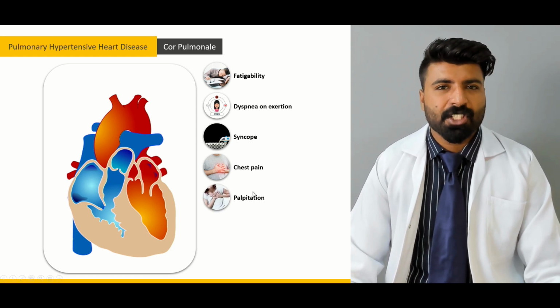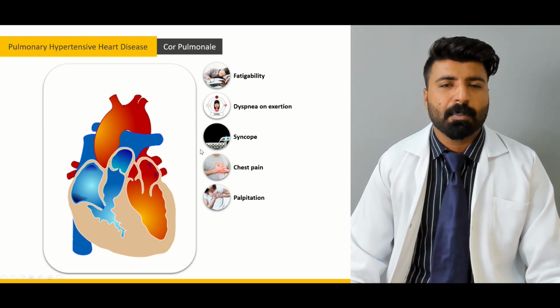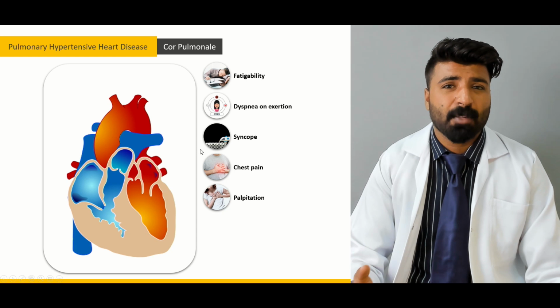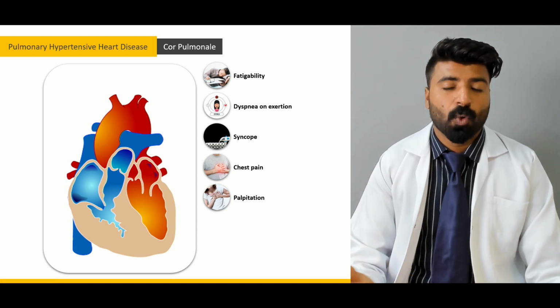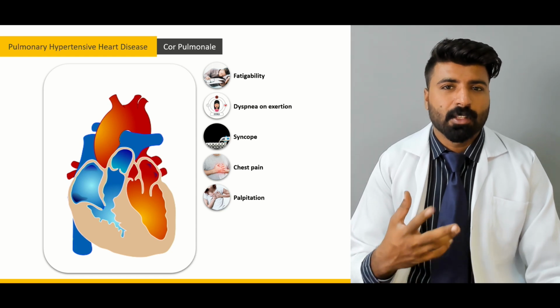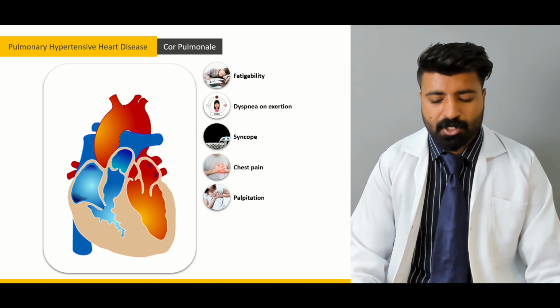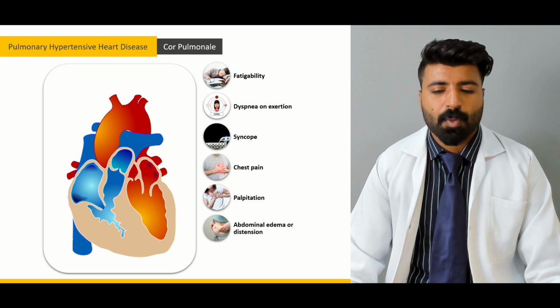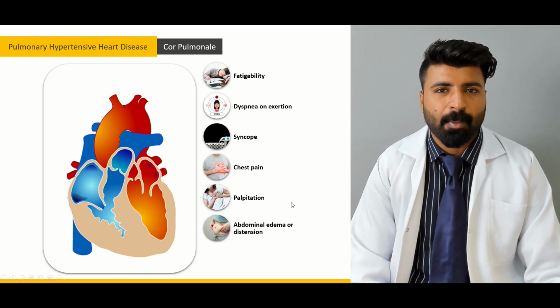Patients will develop palpitations. Palpitations are most closely associated with chest pain. When the patient has chest pain, they will develop palpitations afterwards. The patient will feel like they're going to have a heart attack, but it's just palpitations, and in most cases these just go away. Next one, we have abdominal edema or distension. Why are abdominal edema and distension happening?